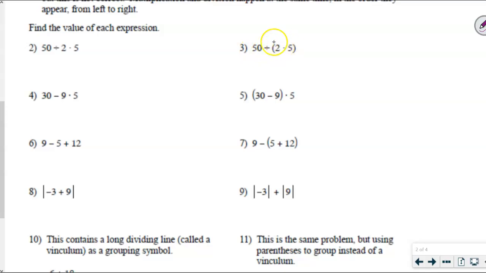Yeah, 3 has parentheses, 2 doesn't. They both have a 50, they both have divide, they both have a 2, they both have a times, they both have a 5. The only difference is this one has parentheses. Is that going to make a difference? Yeah. Okay, so let's go through this.